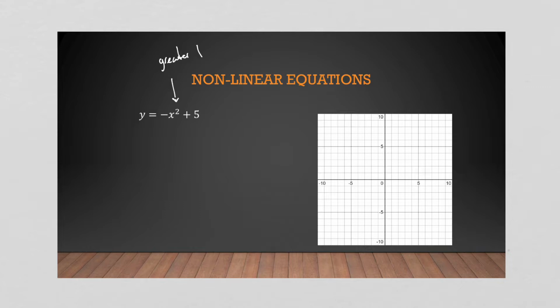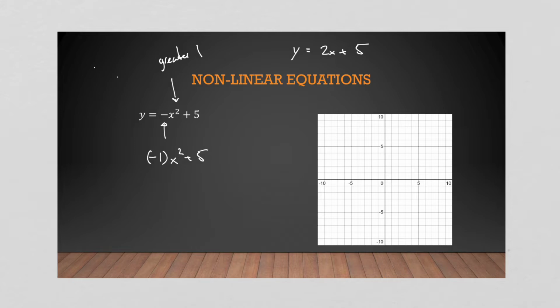So unless your exponent is a 1, like on our classic slope-intercept form, right? We have x to the power of 1, y to the power of 1. Then we're going to have a curved line. Another thing to identify in this is this negative means negative 1 times x squared plus 5. That negative is independent of that exponent.